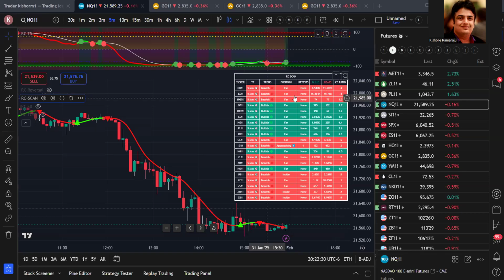ES completely negative, NKD completely red, whereas Bitcoin 5.2, GF 3.7, RB 6.1. So you will know how many buyers and how many sellers, and then it will also tell you if it is coming close to a big buy order block or sell order block. You will know if it is too far or if it is approaching. For example, you see silver, it is approaching a sell order block. That means you know that there can be a further drop. Or for ultra bonds, it is inside a buy order block or sell order block, here bearish.